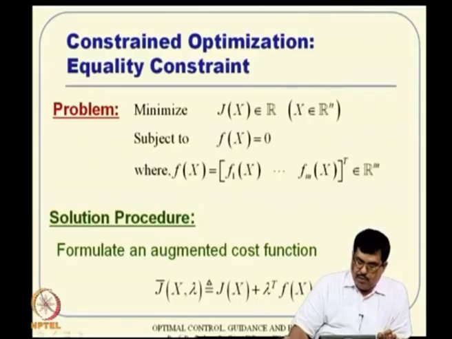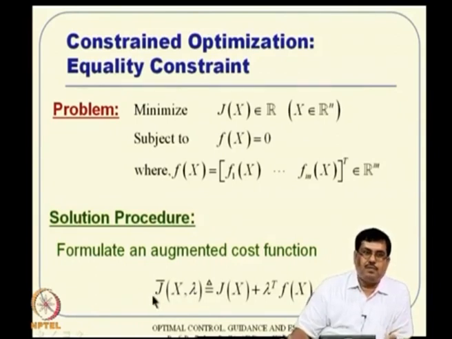Anyway, coming back, this is the theorem which tells us that if I formulate an augmented function like this, that means J bar equals J plus lambda transpose f, and then consider J bar as a function of x and lambda, both equally free, as a free optimization with respect to x and lambda both, then it is equivalent to solving the original optimization problem subject to this constraint. This is a great theorem.